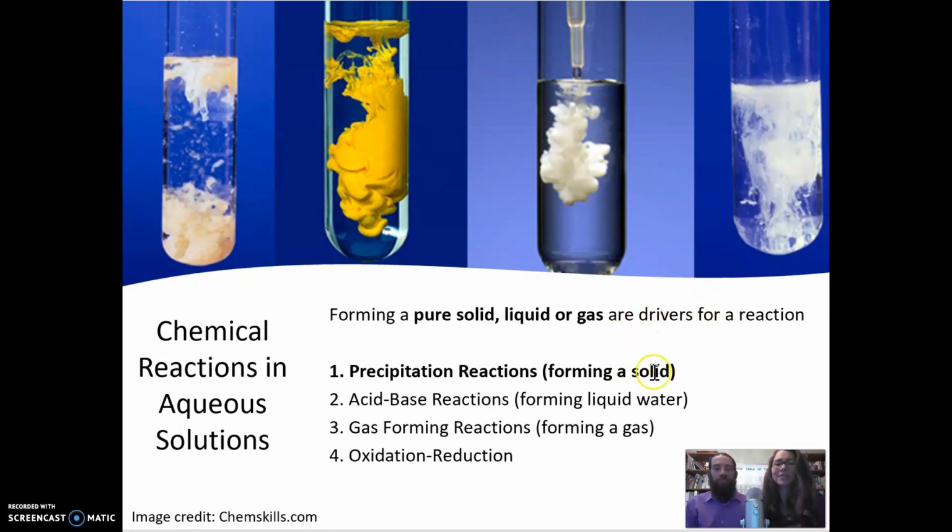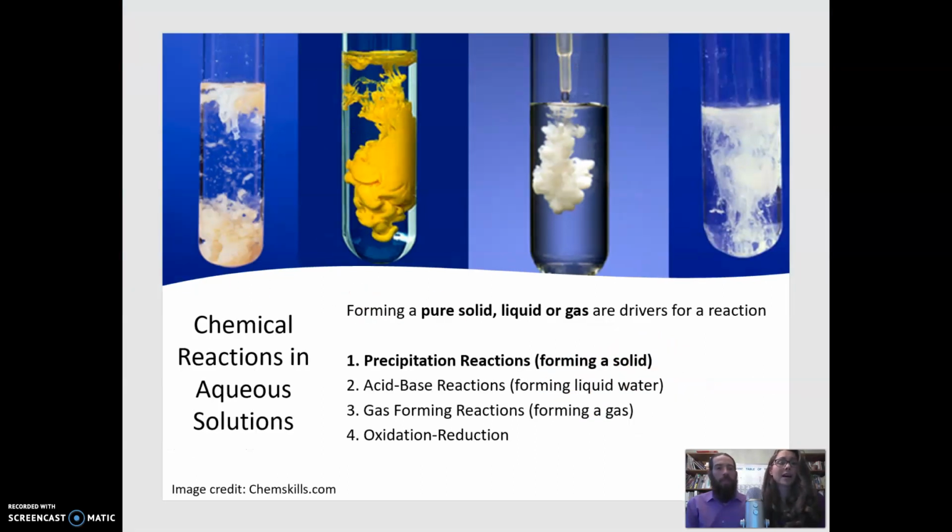So drivers are, sometimes you can mix two things together and nothing happens. So that would mean that we don't have a driver for the reaction. Sometimes a solid can disappear. That's another driver for a reaction. But right now we're going to be talking about the driver of forming an insoluble substance. So we're forming a solid.